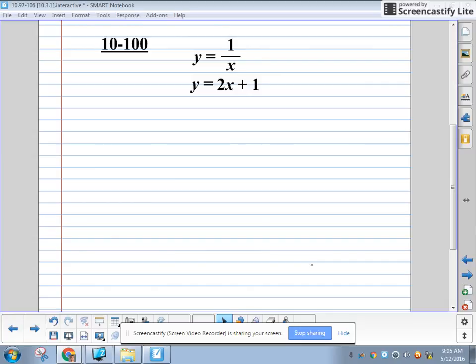Okay, here is another system of equations that we're going to solve to find the point of intersection, or the points of intersection if there's two of them. So now we have y equals 1 over x and y equals 2x plus 1. So again, since they're both y equals, we're going to set them equal to each other. So I'm going to have 1 over x equals 2x plus 1.